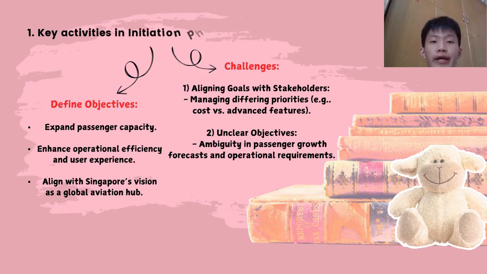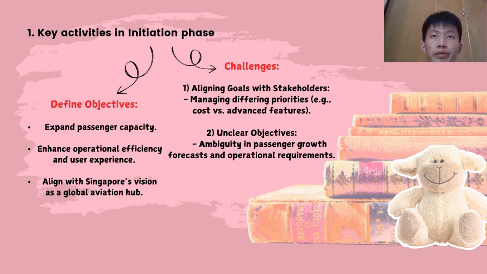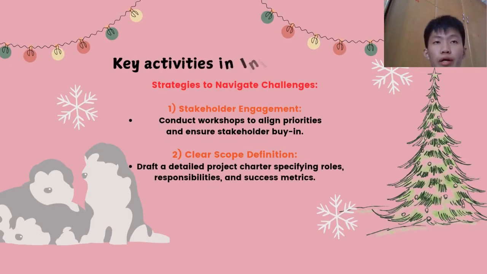The initiation phase began by defining objectives such as increasing passenger capacity, improving efficiency, and enhancing user experience, all aligned with Singapore's vision as a global aviation hub. The challenges in initiation phase included aligning goals across stakeholders with differing priority and addressing unclear objectives due to uncertain forecasts and requirements. In order to overcome these challenges, the team can engage with stakeholders through workshops and a strong communication plan. Feasibility study and market analysis also help clarify objectives, and a detailed project charter defines roles and success metrics.